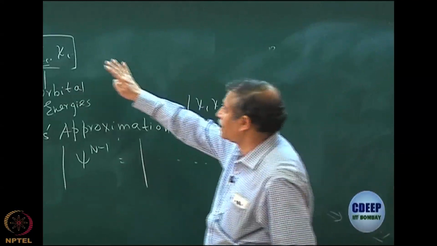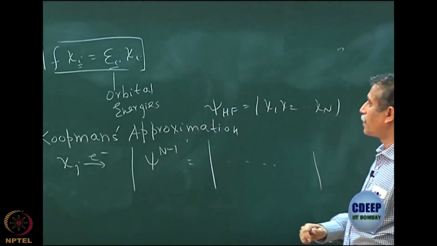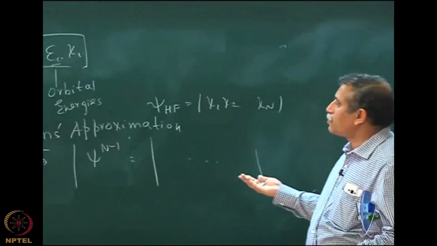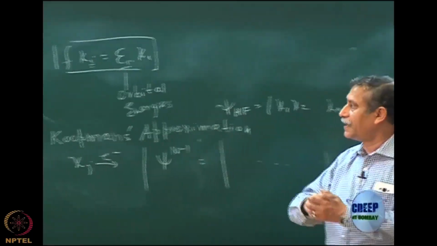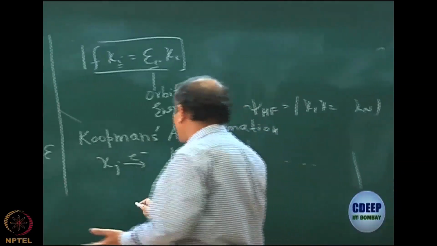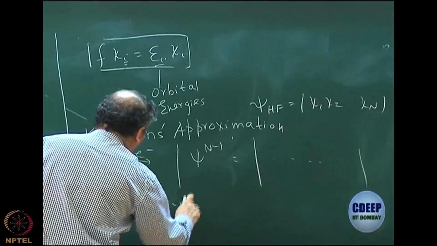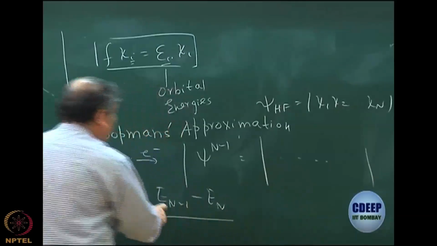So, you can do the same exercise for the canonical Hartree-Fock for n minus 1. You will get different n minus 1 spin orbitals, and then of course, you can get E of n minus 1 in Hartree-Fock, and then you can calculate the ionization potential as E n minus 1 minus E n. I hope all of you know this is the definition of ionization potential.